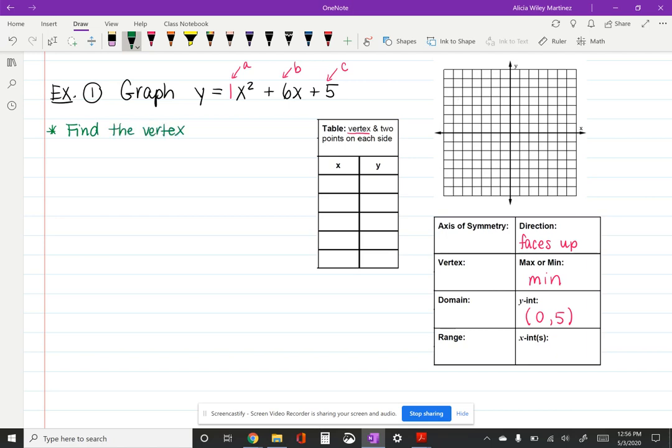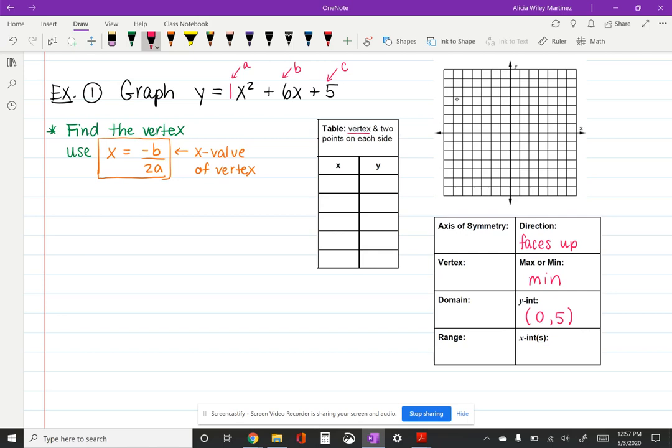To find the vertex, we're going to use the equation x equals negative b over 2a. What this little formula will help you do is find the x value of the vertex. And if you know one value of a point, you can always find the other value of the point by evaluating, so plugging in for x. So I'm going to go ahead and do that now.